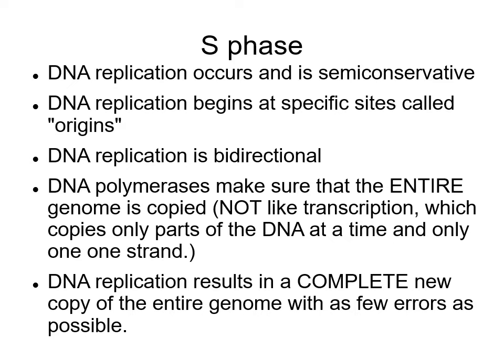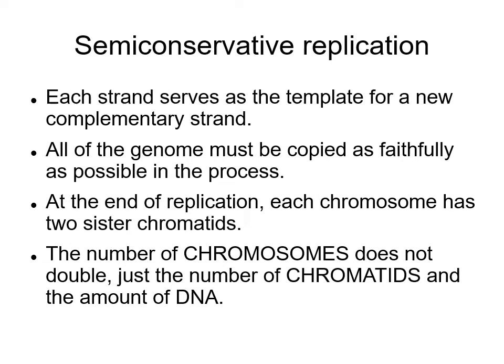So DNA replication is semi-conservative, begins at origins, is bidirectional. Remember semi-conservative replication, each strand serves as a template for the synthesis of a new complementary strand. At the end of replication, each chromosome now has 2 sister chromatids. So the DNA content doubles during S phase. We go from 2C of DNA to 4C. Importantly, the number of chromosomes doesn't change, just the number of chromatids.